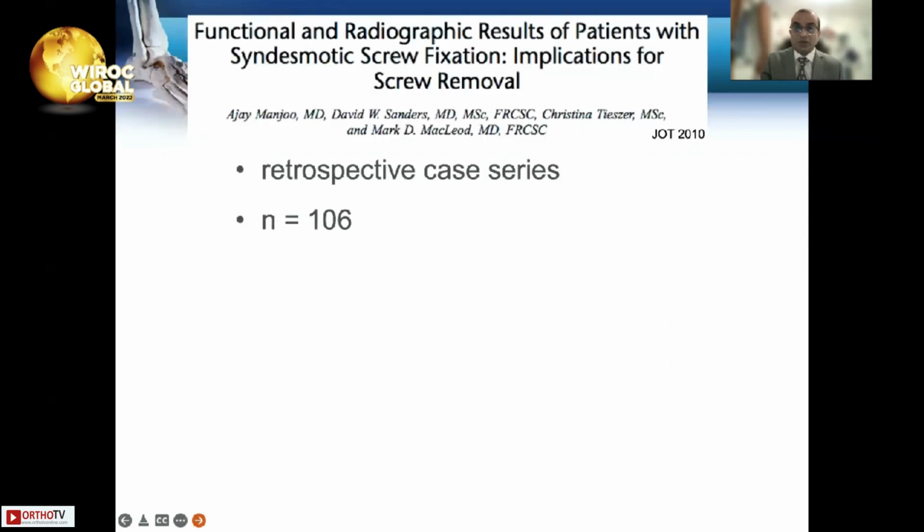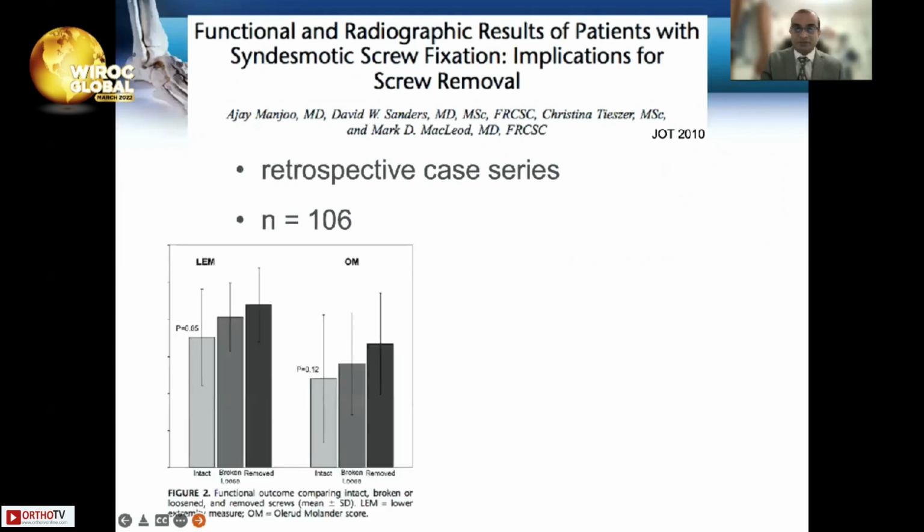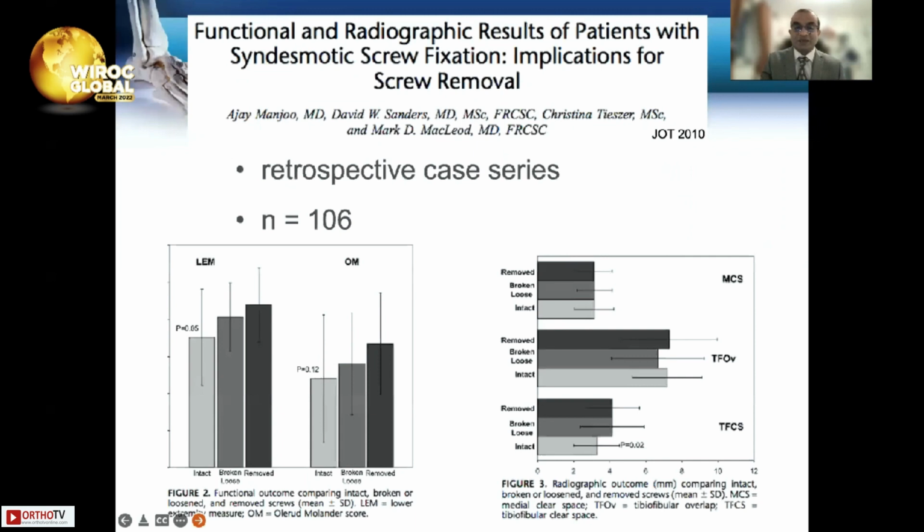So whether or not to remove the syndesmotic screws, our default position is generally to retain them unless they cause problems, i.e. pain or prominence. But there are enough retrospective studies which show slight improvement in the movements as well as the functional outcomes after removing the syndesmotic screws.